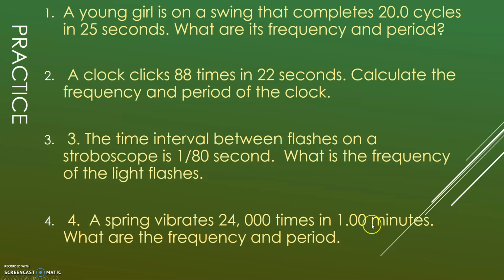Now, you take that 60 divided by 24,000, or the frequency of 400, and do 1 divided by that, and that gives you the answer of 0.0025. So its period is 0.0025. So remember, frequency is cycles per second, not minute.